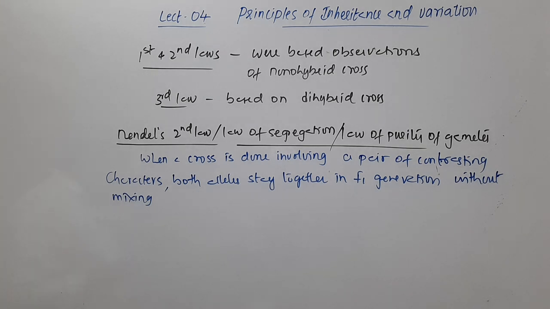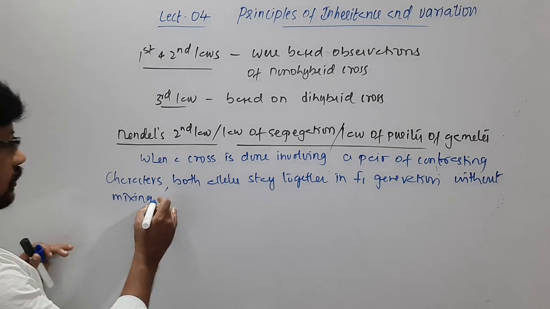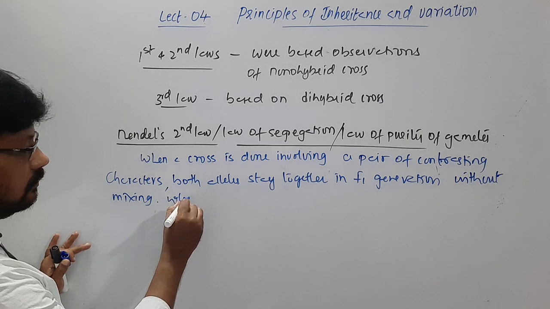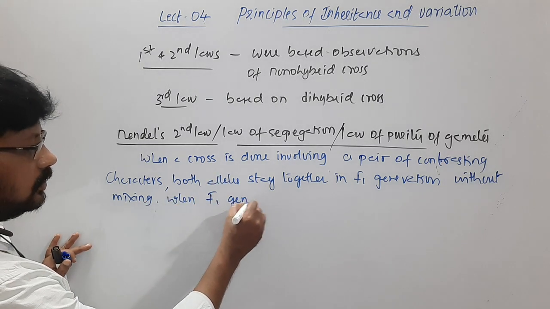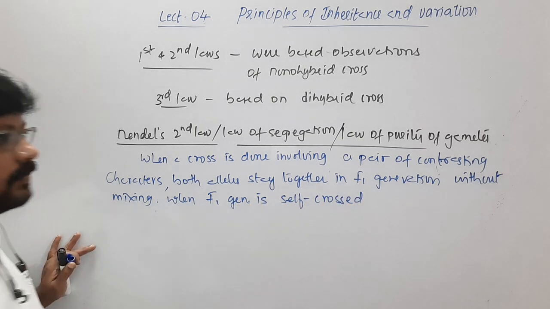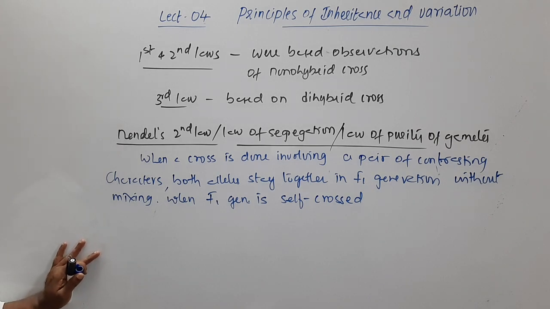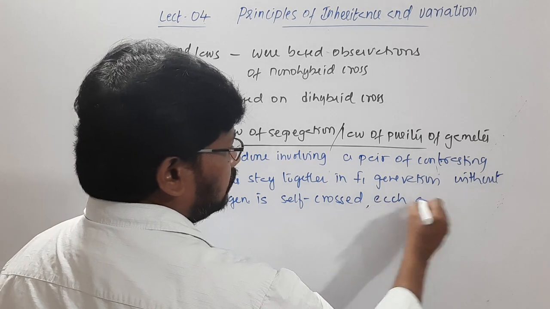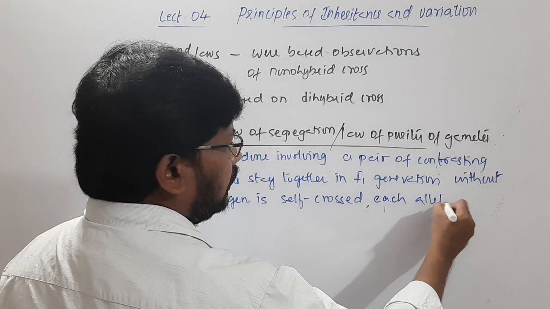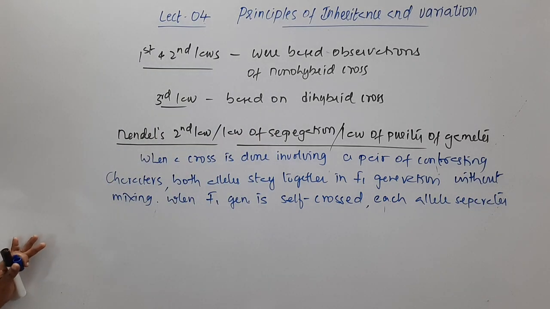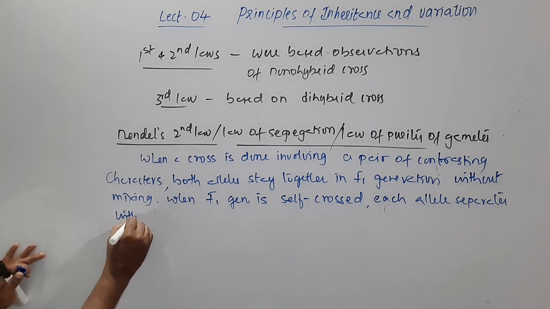And when the F1 generation is self crossed, each allele separates from one another. So it separates from one another without change.